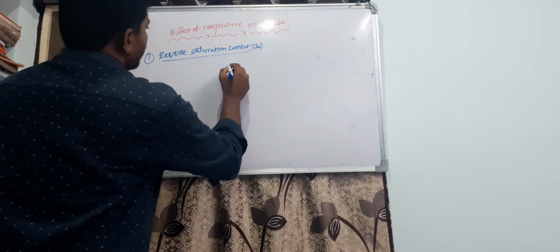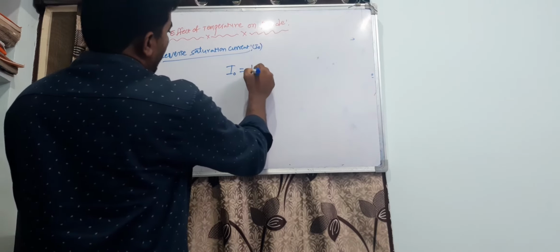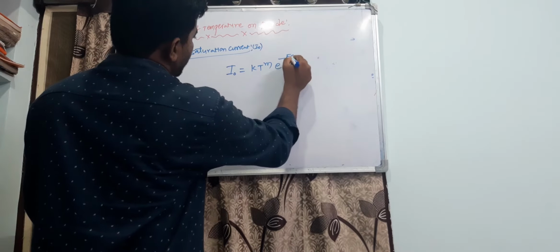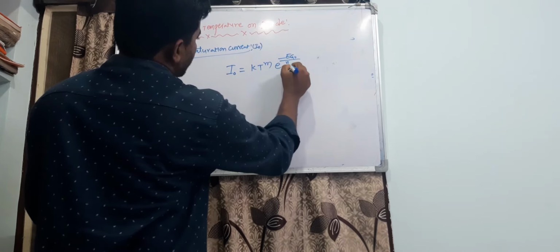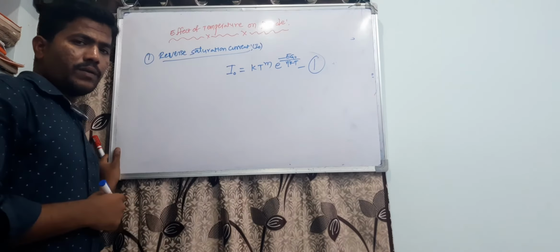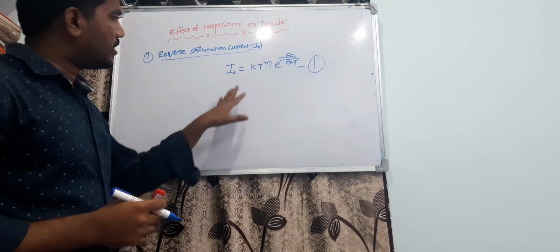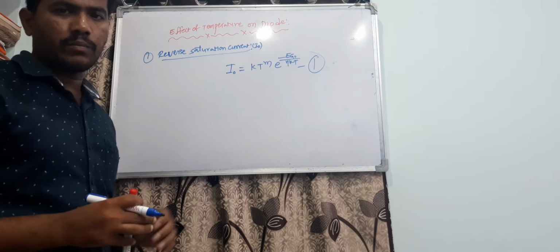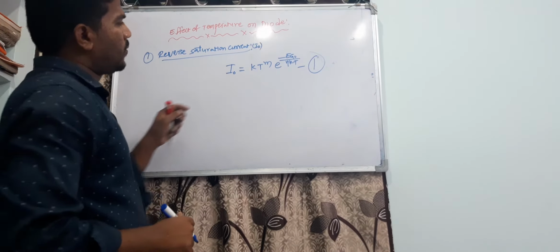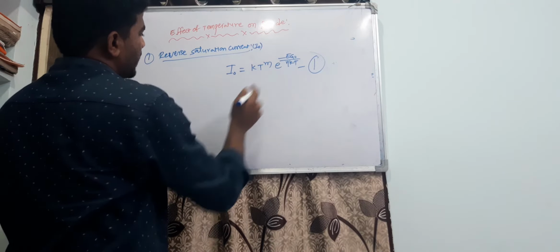We have an equation from semiconductor physics: I naught is equal to K into T power m, e power minus Eg naught divided by zeta kT. This is equation number 1. It has no derivation; I am writing it directly from semiconductor basics.